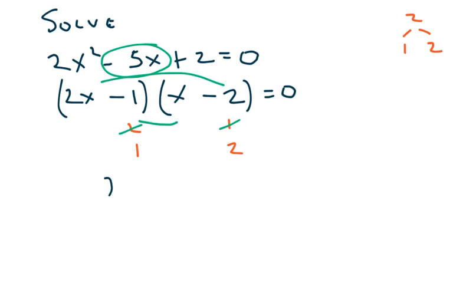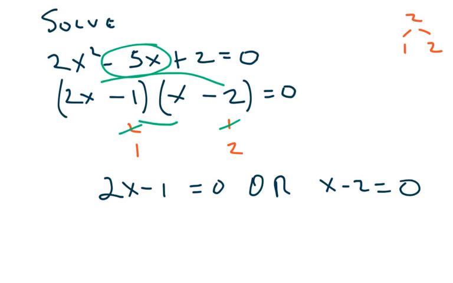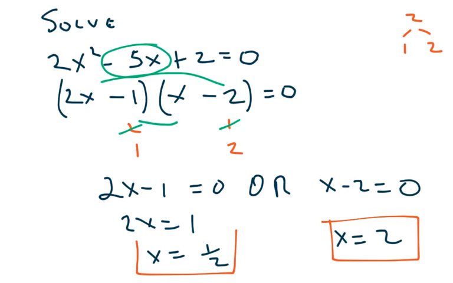So this is our solution. 2x minus 1 is equal to 0, or x minus 2 is equal to 0. And that means 2x is equal to 1, and x is equal to a half, or x is equal to 2. So these are my two solutions. And again, to repeat, if I was to plug in x equals a half into this equation up here, I would get 0. Or if I was to plug in x equals 2 into that equation, it would give me 0. Now on the next slide, I'll give you 3 questions that you can try yourself, the usual.